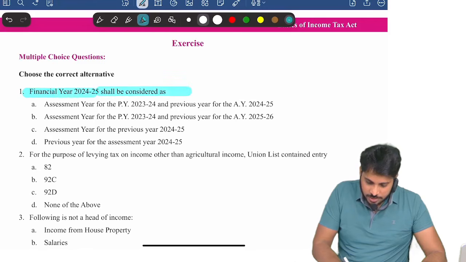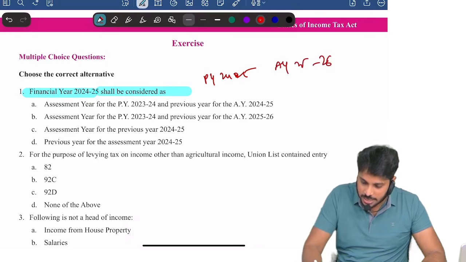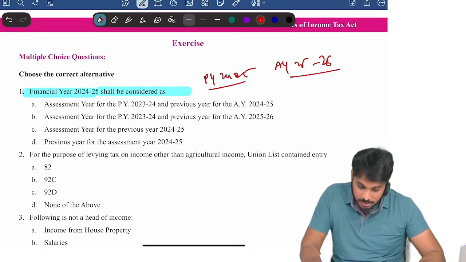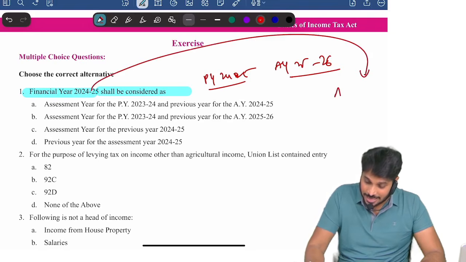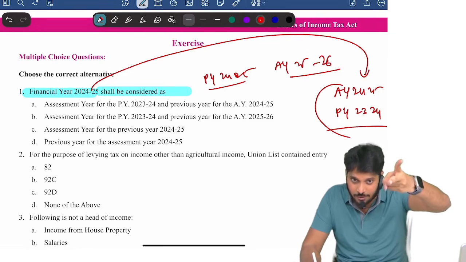Financial year 24-25 shall be considered as previous year 24-25 in income tax, with assessment year 25-26. Same financial year in income tax is 24-25, assessment year 25-26. Or financial year 24-25 can be assessment year 24-25 for previous year 23-24. This can also be inferred.